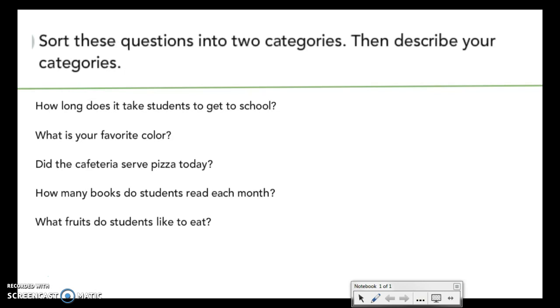You have those 5 questions, and I want you and your neighbor to work together and sort it into 2 different categories. Go ahead and get started. Push pause and push play when you think you've gotten it all figured out.